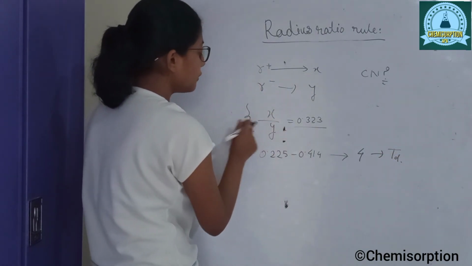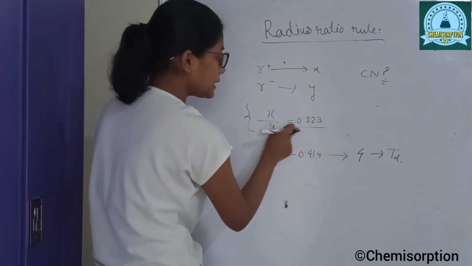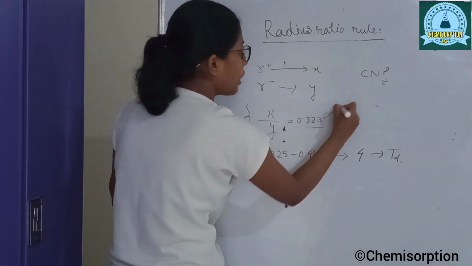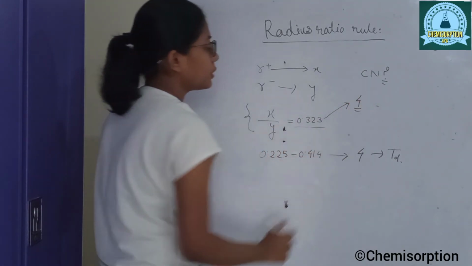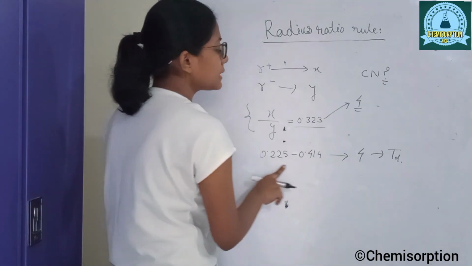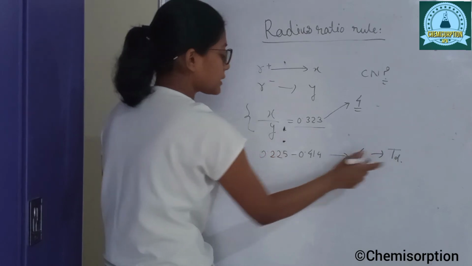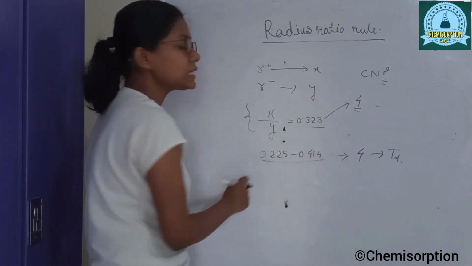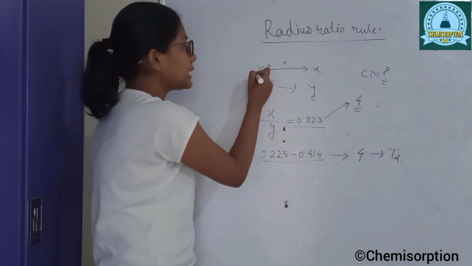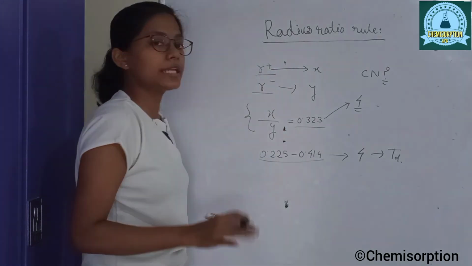So for this radius ratio, coordination number is 4 and structure is tetrahedral. So in case of this radius ratio, coordination number will be 4. So by this we can find out the coordination number and the structure if we know the radius ratio, or if the radius of cation and radius of anion is given.